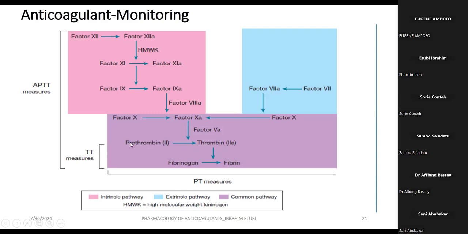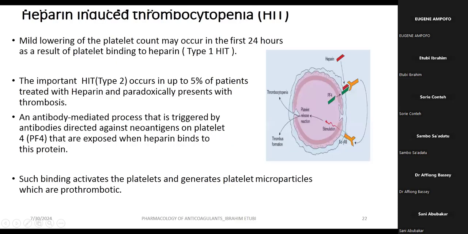The thrombin time measures what happens from thrombin to fibrin, while the prothrombin time helps in monitoring the common pathway, because whether it's intrinsic or extrinsic, the common thing is that at the end, they will cause prothrombin to be activated and form thrombin. So this common pathway can be assessed using prothrombin time as measurement.